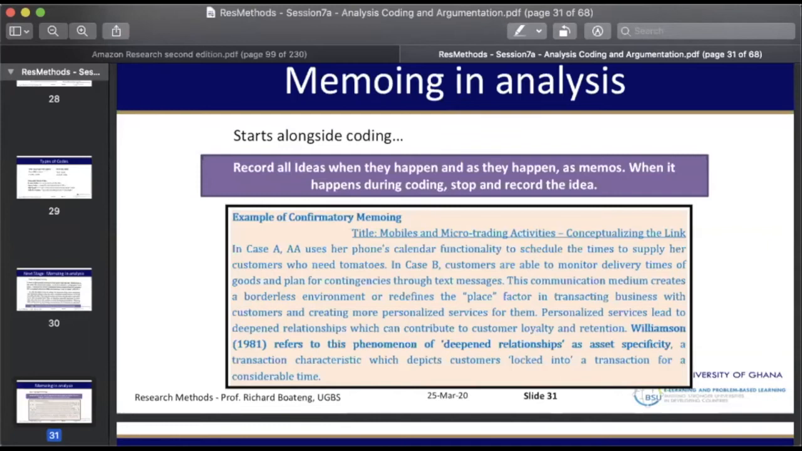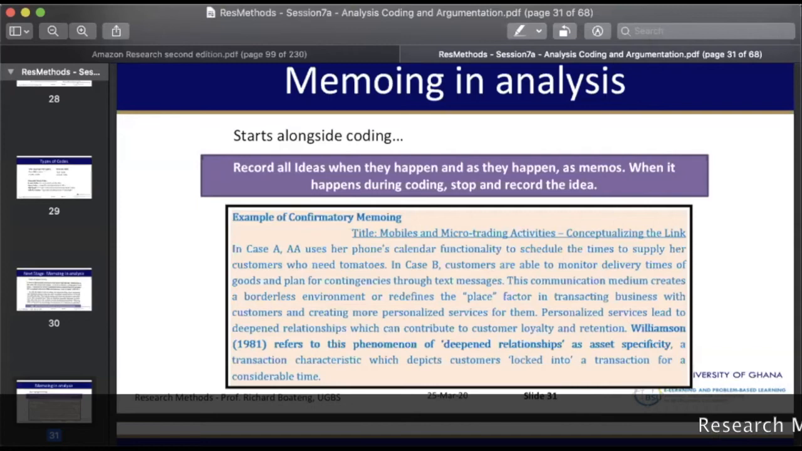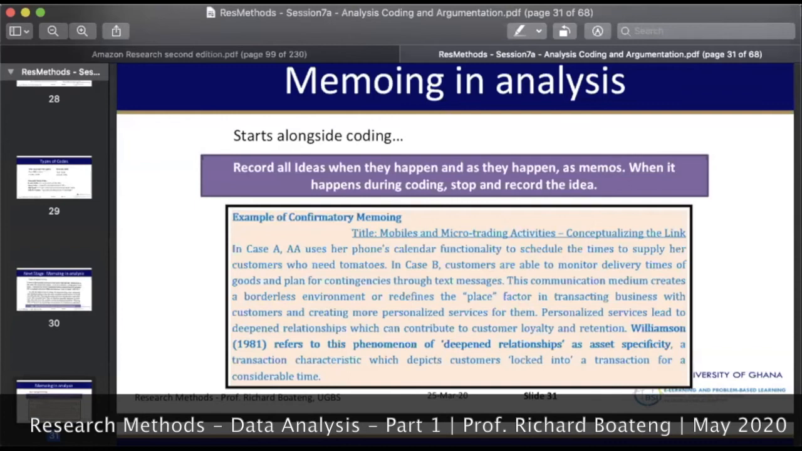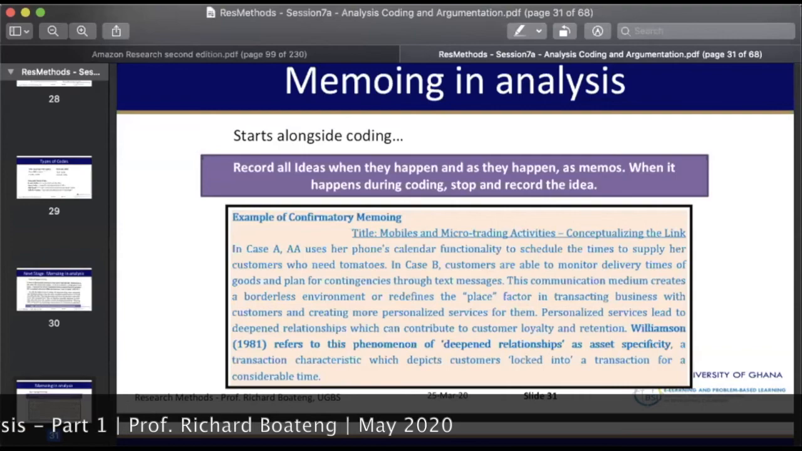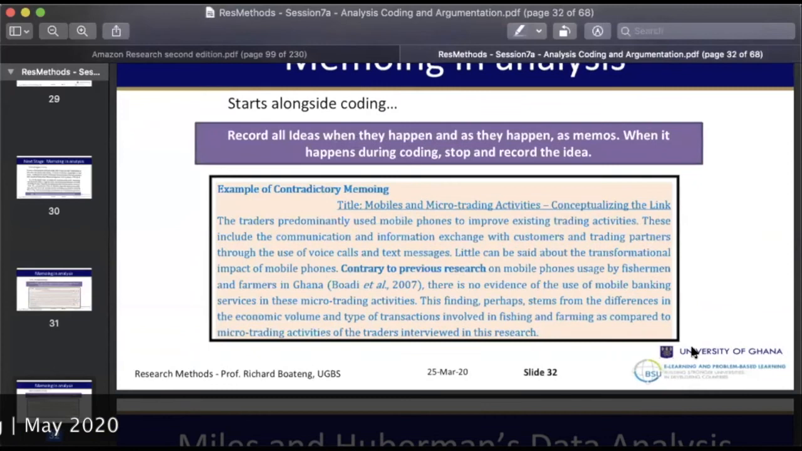So if I compare that one to what I discussed earlier, I can say I've got a point of confirmatory memo. What I saw in the data seems to be similar to what is in the theory that I'm using, the theory of transaction costs. So if I link the two together, I've come to a point of ideation, I've come to a point of memo, and the memo I'm seeing, or the ideation I'm seeing, is a confirmatory memo. Thank you very much. So the next thing that we do is let's look at this contradictory memo.